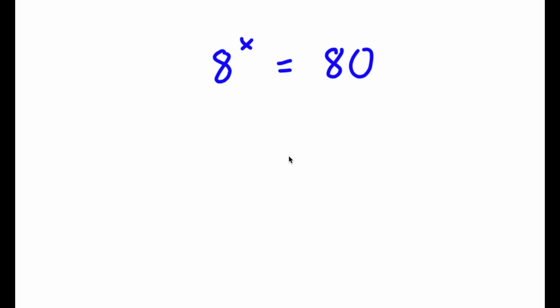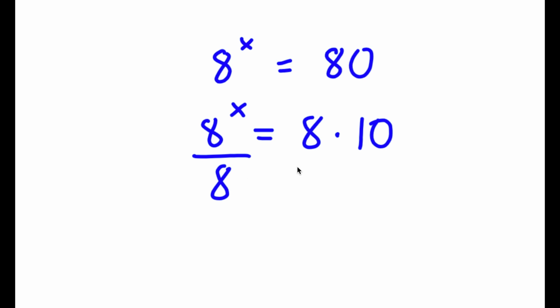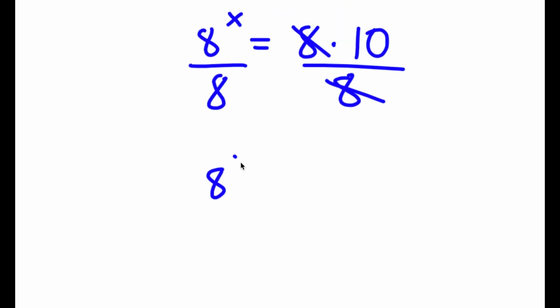Alright, so in this problem, I have 8^x is equal to 80. So I'm going to first start by rewriting 80 as 8 times 10. So now I have 8^x is equal to 8 times 10. And now I'm going to go ahead and divide both sides by 8. So then these two cancel out, and I get 8^x over 8 is equal to 10.